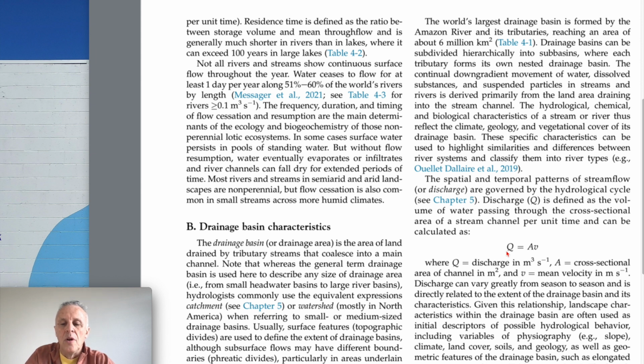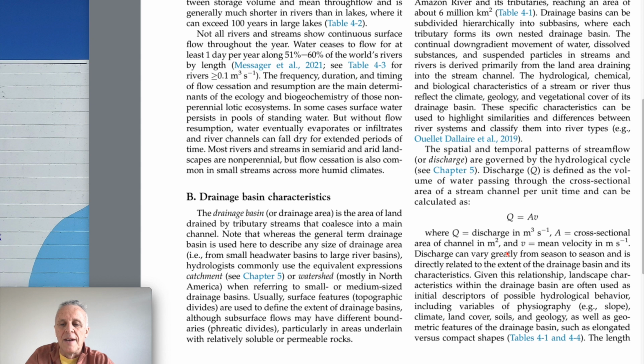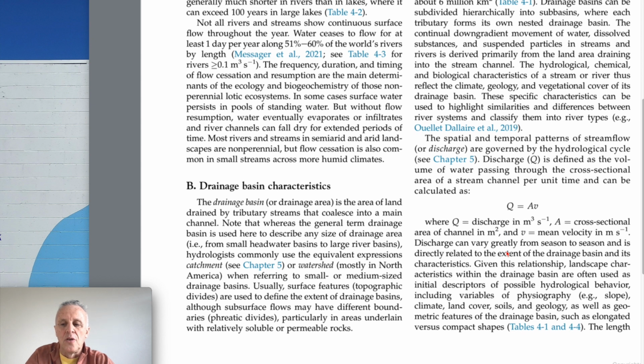The continual downgradient movement of water, dissolved substances, and suspended particles in streams and rivers is derived primarily from the land area draining into the stream channel. The hydrological, chemical, and biological characteristics of a stream or river thus reflect the climate, geology, and vegetational cover of its drainage basin. These specific characteristics can be used to highlight similarities and differences between river systems and classify them into river types.